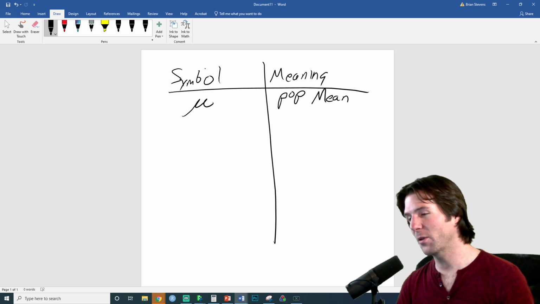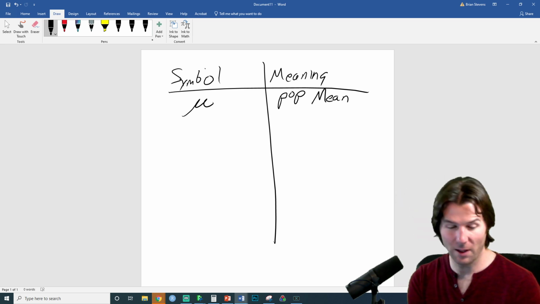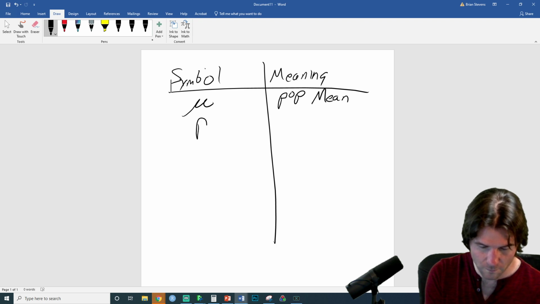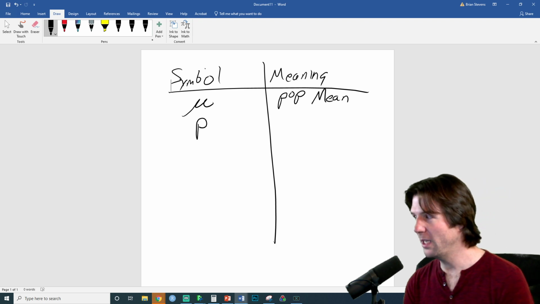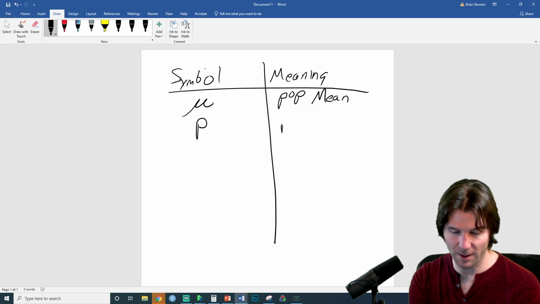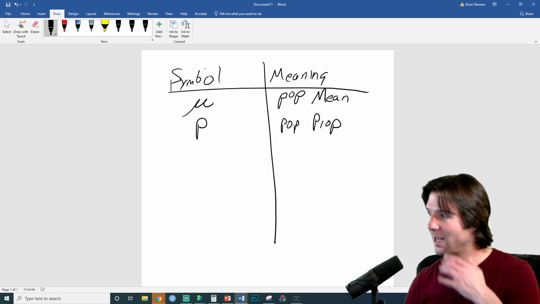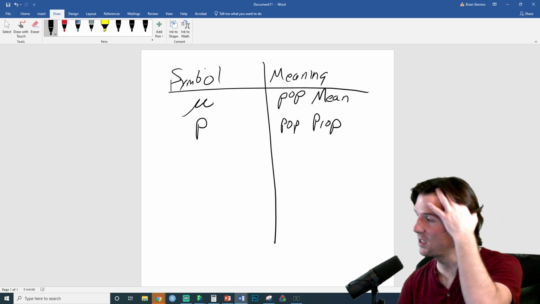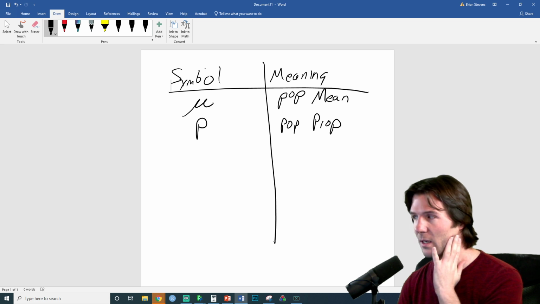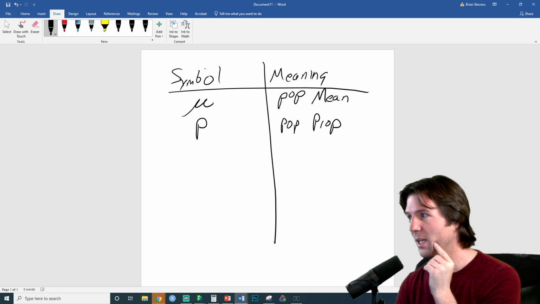Now, there's another one. I'm sorry, it's not a Greek letter. P. P is going to be population proportion. So that is not a Greek letter, but it's population still. P hat is sample proportion, and Y bar is sample mean. We'll put those up here in a second.